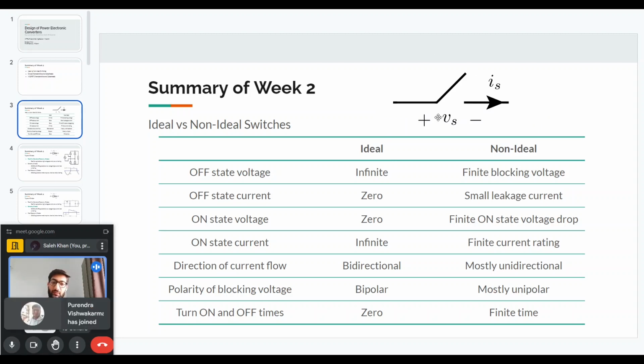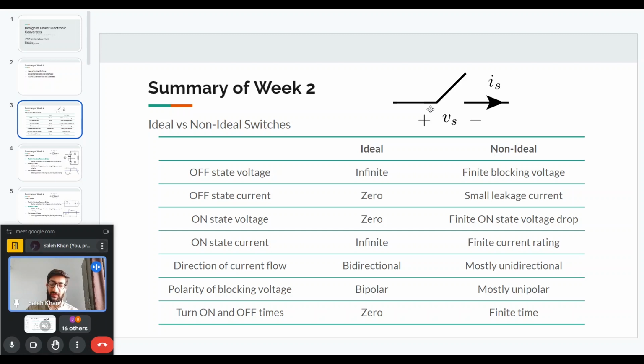And when the ideal switch is off, then it would block any voltage we provide, whether in the positive direction or the negative direction, and whatever the magnitude of the voltage put across it. In the off state, the ideal switch will block an infinite amount of voltage. And the third thing that is important for an ideal switch is that when it is transitioning from the off state to the on state or vice versa, it does so instantaneously. It does not take any time.